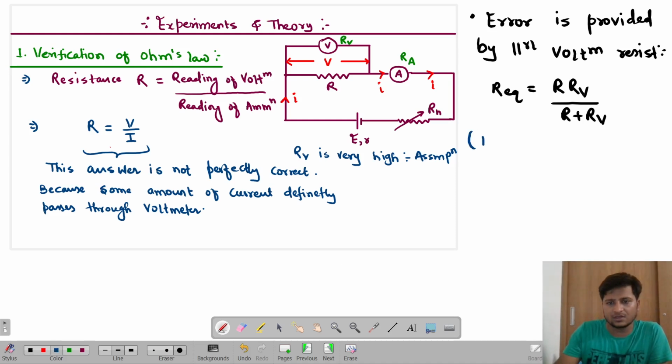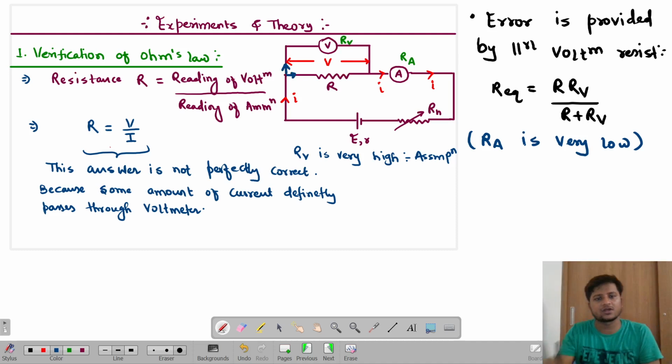Yes. So R of A is very low as compared. So low does not impact that much because the current will not change. But here, the parallel voltage circuit will have some change because the current will start to get distributed over here. Are you able to get me or not? So this is why R equivalent is R into RV divided by R plus RV. Is that clear?